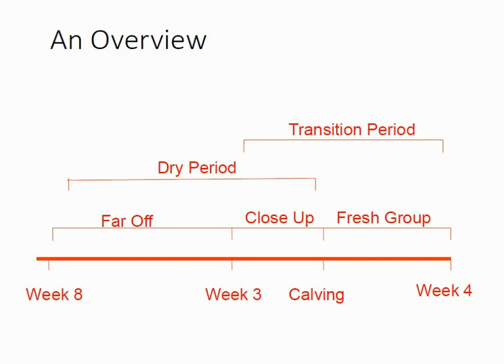John then described the whole concept of what the transition period is. The transition period is made up of the close-up period and the fresh group period, three weeks either side of calving.